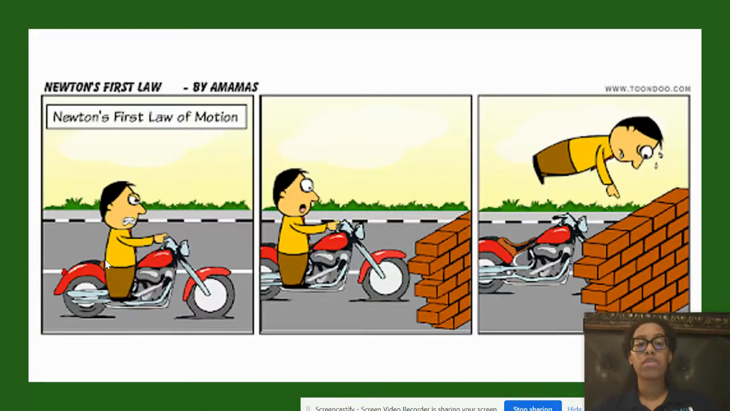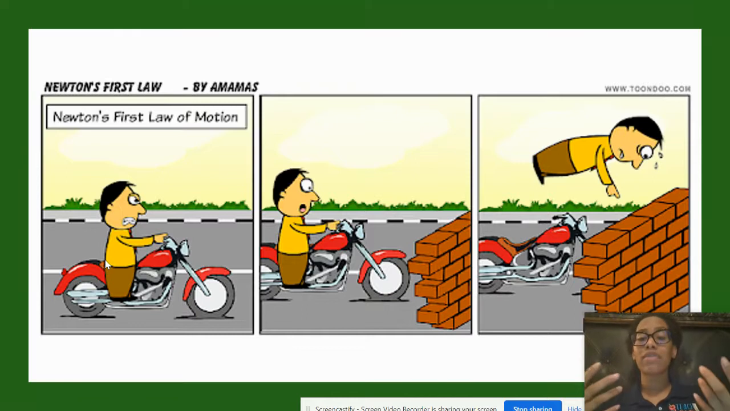Here's another example of Newton's first law. Objects in motion stay in motion. Pretty much objects want to keep doing whatever it is they're doing. If they're at rest, they want to stay at rest. If they're moving, they want to keep moving. So the guy on the motorcycle hits a brick wall and he keeps going. The motorcycle was stopped by the brick wall, but the body, the person, wants to keep moving at that same speed. So he's going to keep moving until an unbalanced force stops him, which is most likely going to be the pavement.